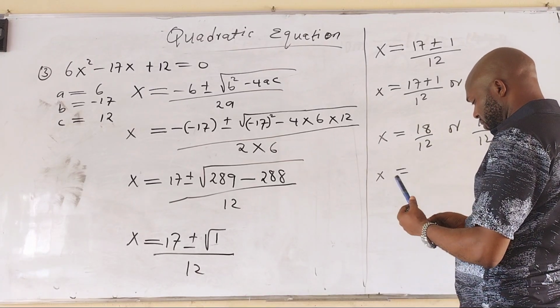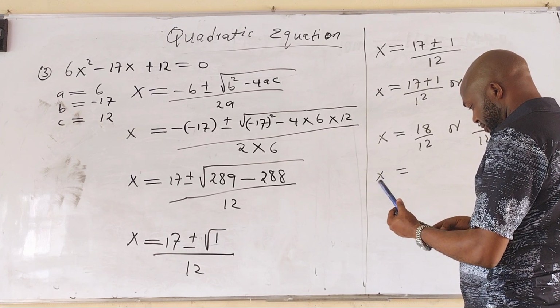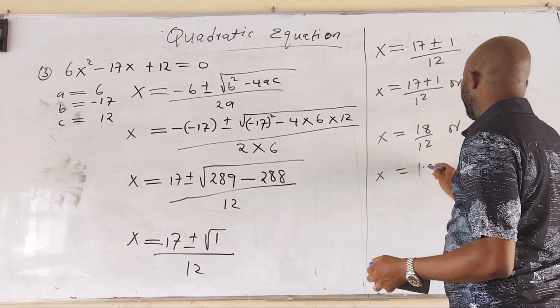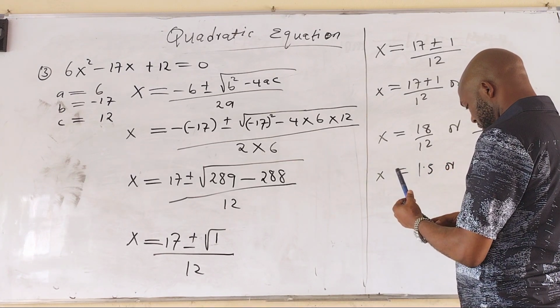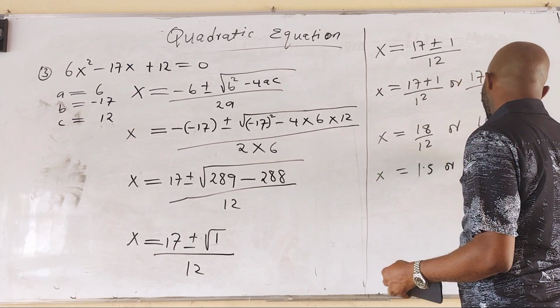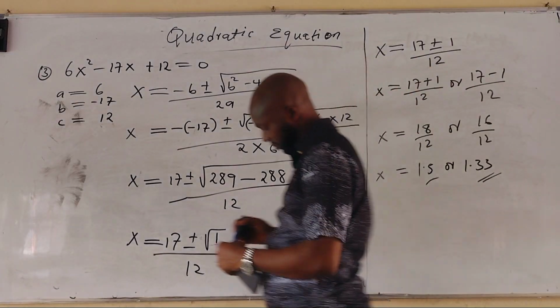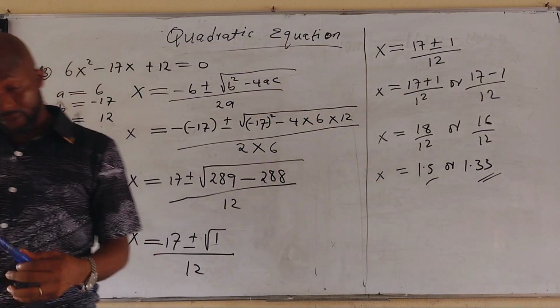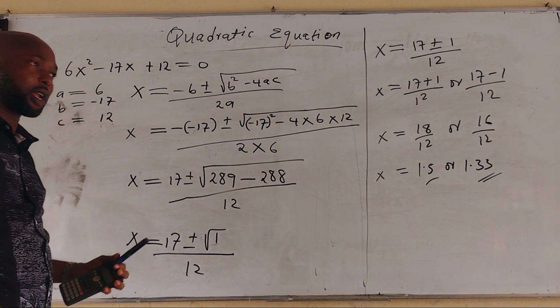Okay, let us leave it in this form. 18 divided by 12 is 1.5, or 16 divided by 12 is 1.33. Okay, let's take another question.